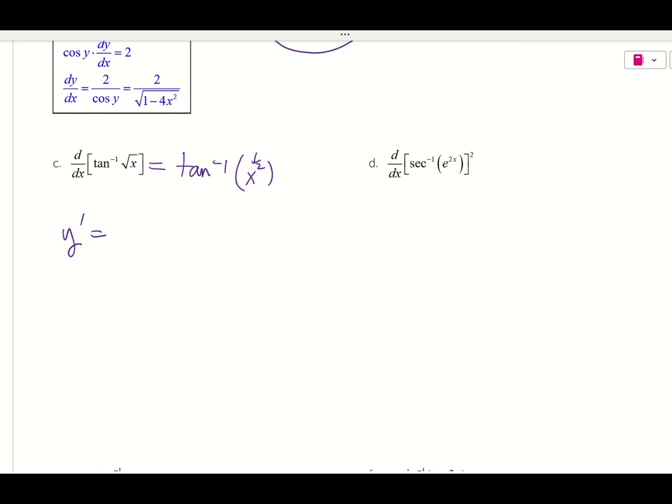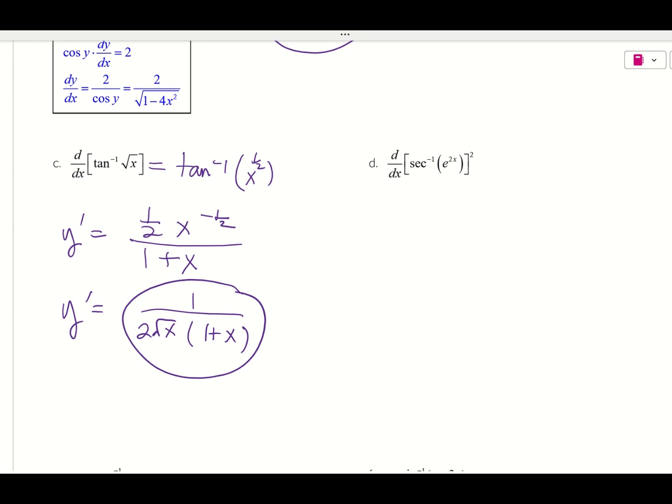So y prime would be 1 plus u squared would be 1 plus the square root of x squared would be x. And then the derivative of x to the power of half would be 1 half x to the power negative a half. And of course, we can't leave that like that. So y prime would be, you'd have 1 on top. And then the 2 root x would be on the bottom. And then the 1 plus x.